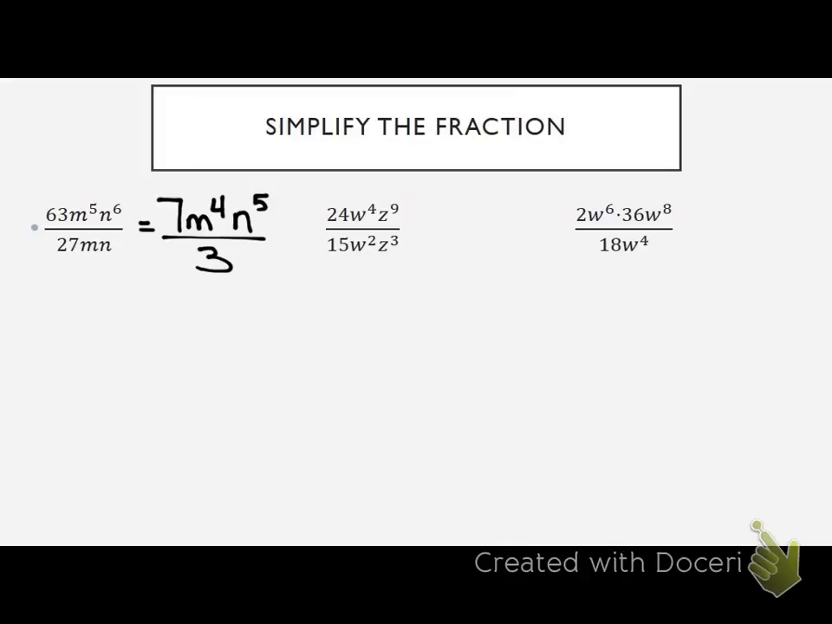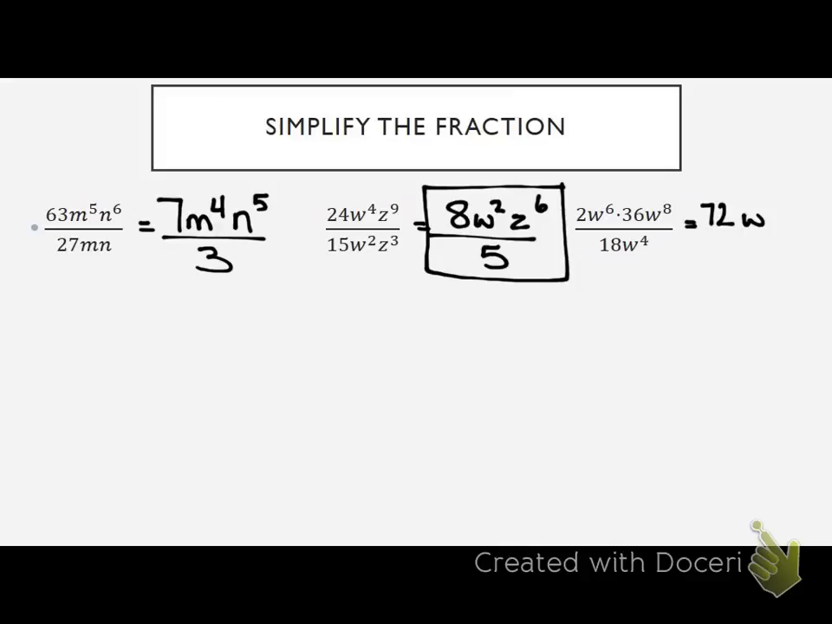All right, same thing goes with the second fraction. 24 over 15 reduces to 8w what? To the 2nd, z to the 6th. I subtract my exponents, and that will be over 5. Now, on the third one, I need to actually multiply 36 times 2 to get 72, w to the 14th power. I add my exponents together over 18w to the 4th power. I know, again, that I subtract my exponents, reduce the numbers to get 4w to the 10th.